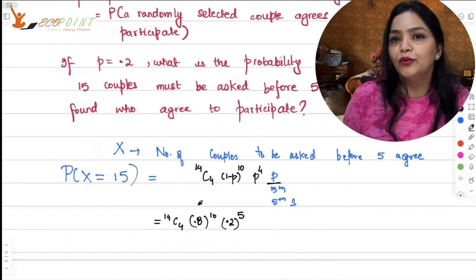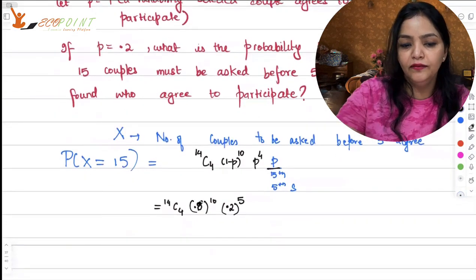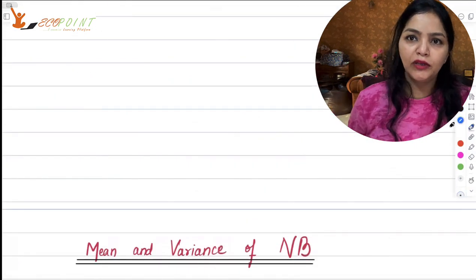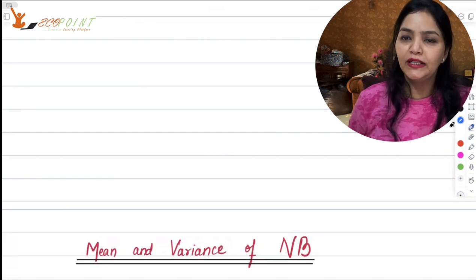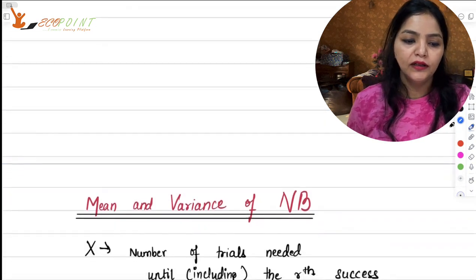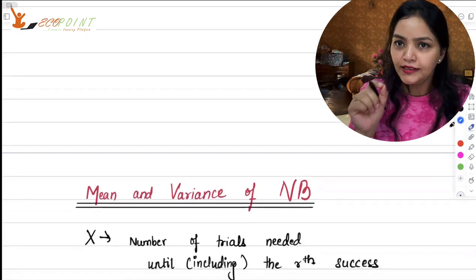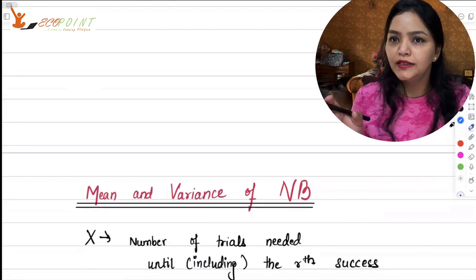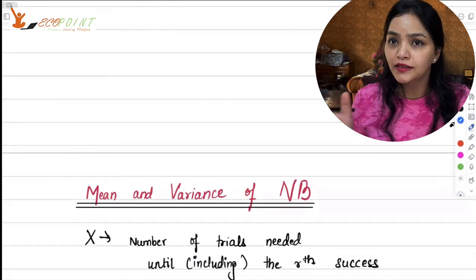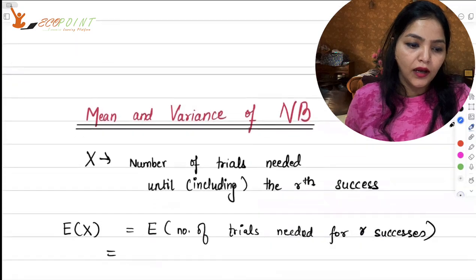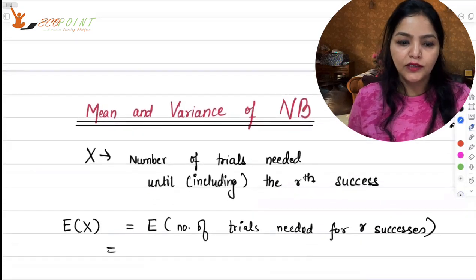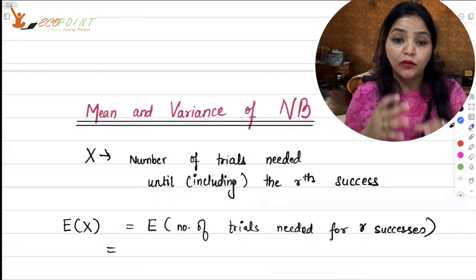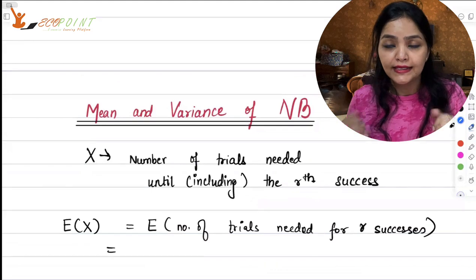And that's how you can apply this random variable. Now let's quickly talk about the mean and variance for this random variable, negative binomial. Well, in case X is the number of trials needed until including the rth success, then the expected value is basically the expected value of the number of trials needed for r successes.